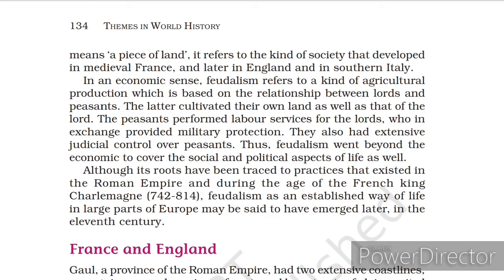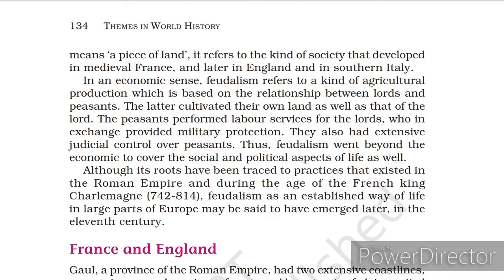If the relationship is good, that means there will be very good production, and if there is good production, economically that area will be very developed. So now peasants not only cultivated their own land but their lord's as well. A farmer basically cultivates his own land, but here in this part of the world a farmer is so close to the king that he used to cultivate his own land as well as the land that belongs to the lord.